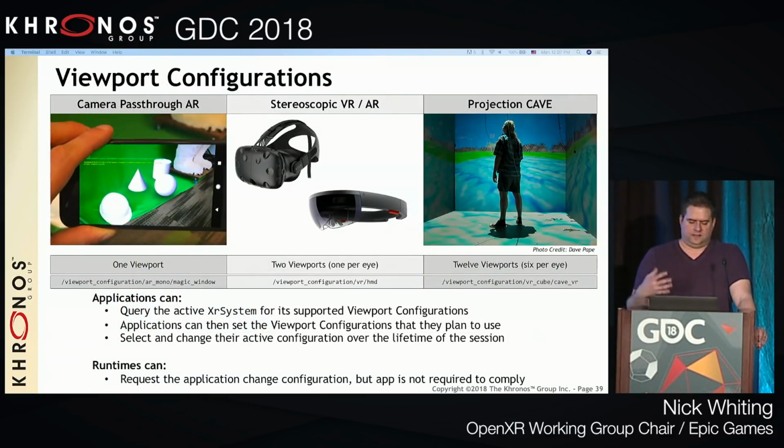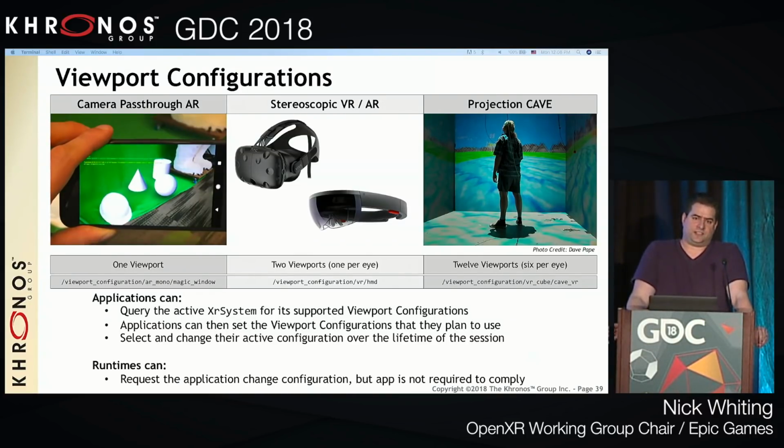The last bit of the rendering pipeline is the viewport configurations, and this is something that we actually deliberated on for quite a while, but this is part of what lets OpenXR target everything from camera pass-through AR to stereoscopic VR and AR to something like a cave, which has a lot of projections. Basically, you can query an XR system and say, hey, what kind of viewport configurations do you support? So if you go left to right, a simple case might be one viewport. And if you look at the very bottom, these are all addressed, again, through XR paths, so they're hierarchical. You can say what sort of AR configurations do you support, what sort of VR configurations do you support, and under each one of those, it might have a bunch of different options for it.